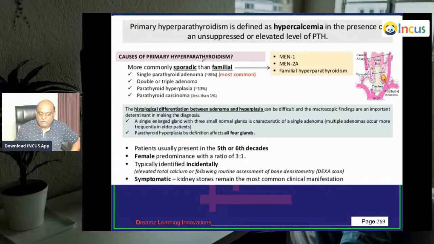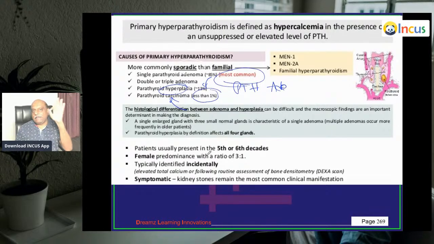So, commonly primary hyperparathyroidism is sporadic or familial. Single parathyroid adenoma is the most common cause. Parathyroid hyperplasia in 13% of cases and less than 1% parathyroid carcinoma. Typically, primary hyperparathyroidism occurs in the 5th to 6th decade. Female preponderance is there. Incidentally, sometimes it is elevated when the person goes for serum calcium levels. And kidney stones is the most common clinical presentation of primary hyperparathyroidism, is what you need to remember.